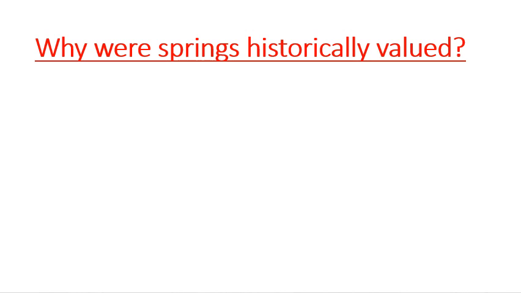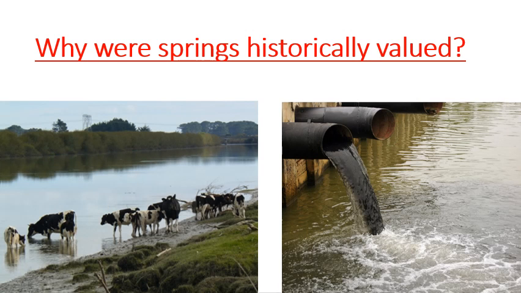Now, why were these springs so historically valued? Well, we talk about this with water, that water on the surface is not safe to drink. You've got a cow or other animals that poop in it, you've got runoff, you've got pollution. So surface water historically was not safe to drink. Even going back to historic times, people knew that surface water could make you sick.